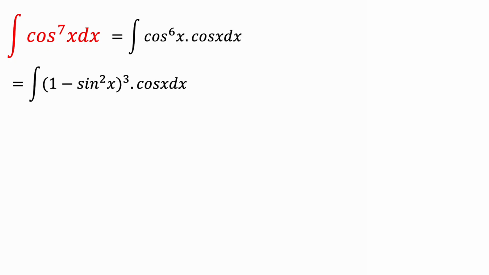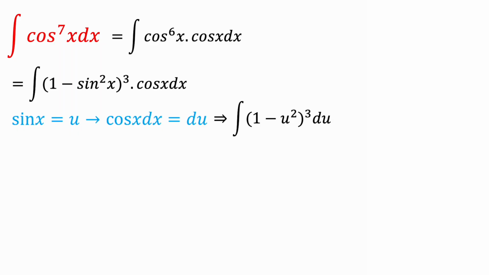Now, what exactly are we going to do? We're going to take the expression underneath the power and set that equal to u. So what is the expression under the power? Sine x. Yes, that's right. We should consider sine x as our variable u. Right after defining u, we'll take the differential. The differential is now complete. Cosine x dx is equal to du. So now we'll rewrite the integral. So what do we get? The integral of 1 minus u squared, all raised to the power of 3 du.